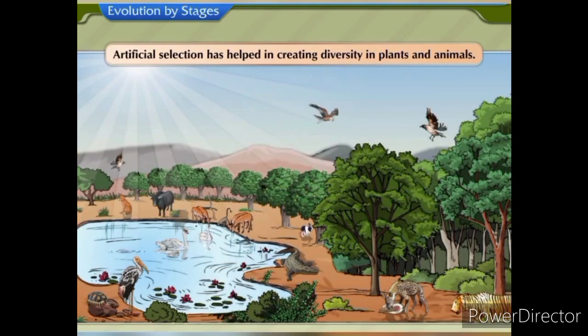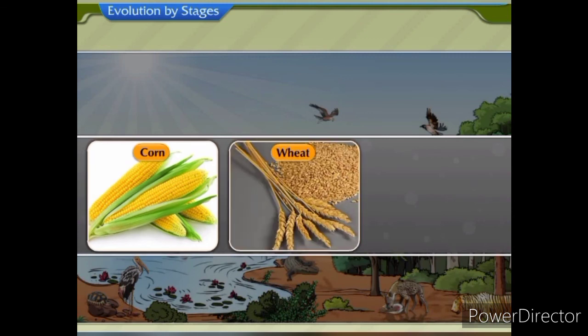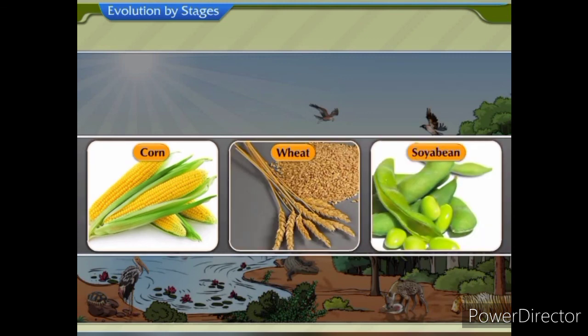Artificial selection has helped in creating diversity in plants and animals. In agriculture, superior strains of corn, wheat, and soya bean have resulted from the process of artificial selection.